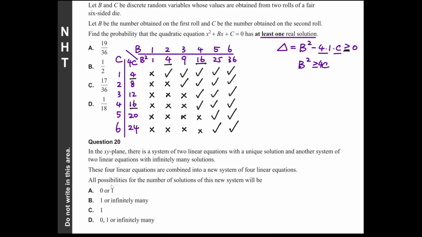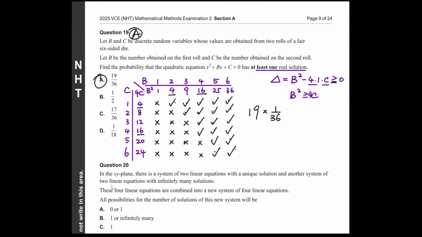So eventually, out of the 36 outcomes, each with probability 1 out of 36, I count how many are good and multiply by 1 over 36. So 1, 2, 3, 4, 5, 6, 7, 8, 9, 10, 11, 12, 13, 14, 15, 16, 17, 18, 19. Option A. This is a very good year 11 question, to be honest with you. It combined the quadratic discriminant and the discrete probability together.